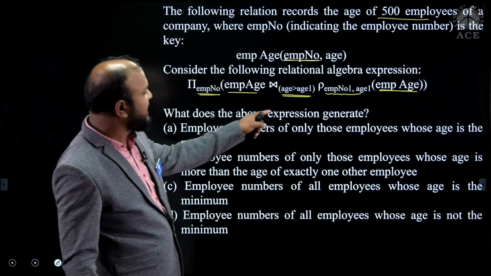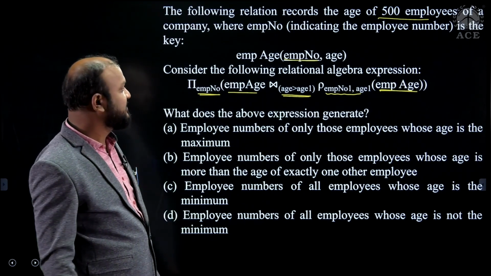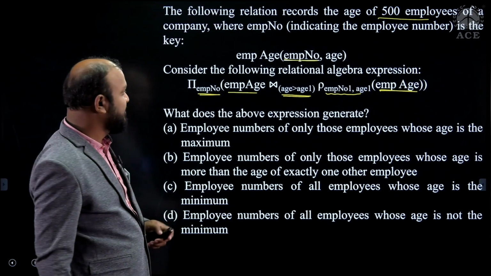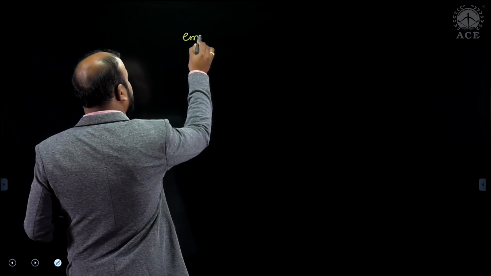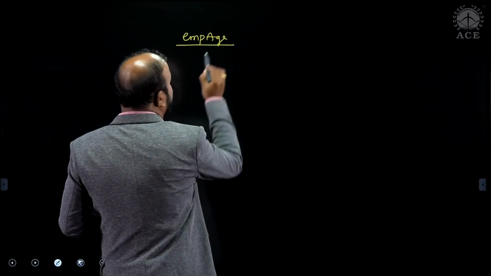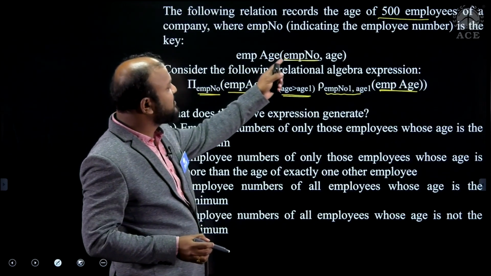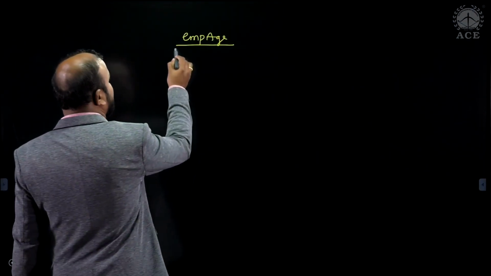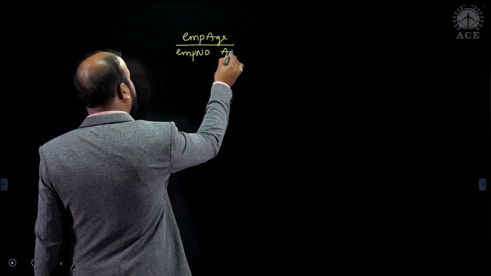What does the above expression generate? Here we need to find which option is the correct one. To explain it, I will be giving you a small example. Here we have two tables, EMP age, which is joining with EMP age. EMP age has two attributes, EMP number, age, EMP number, age.